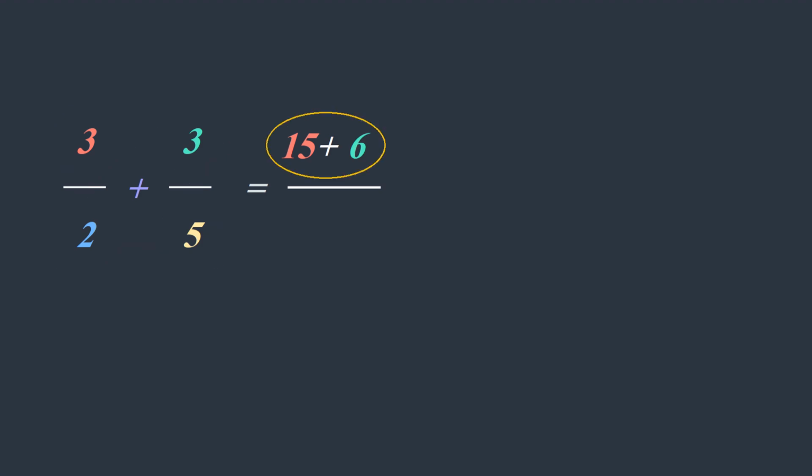Now just add those two numbers. So we have 15 plus 6, which is equal to 21. Multiply the two denominators. So we have 2 times 5, which is equal to 10.